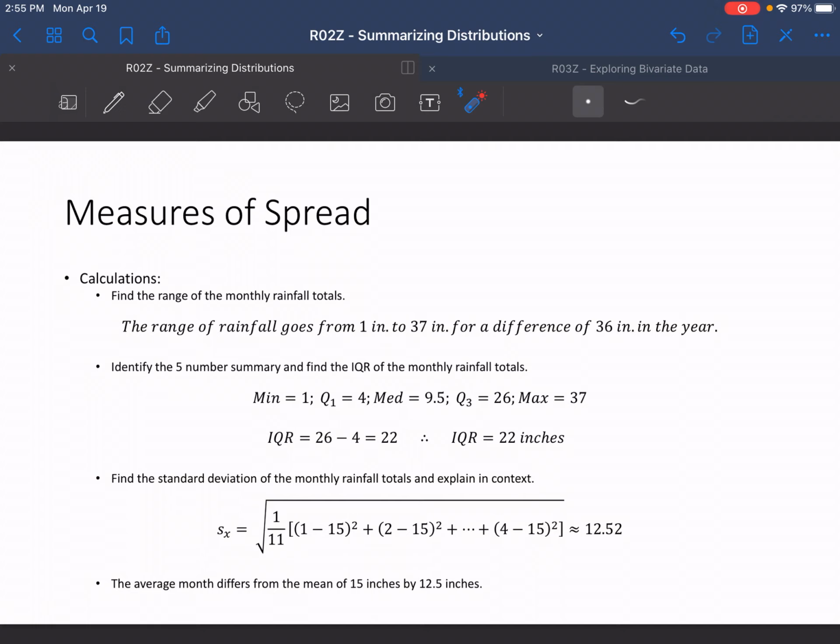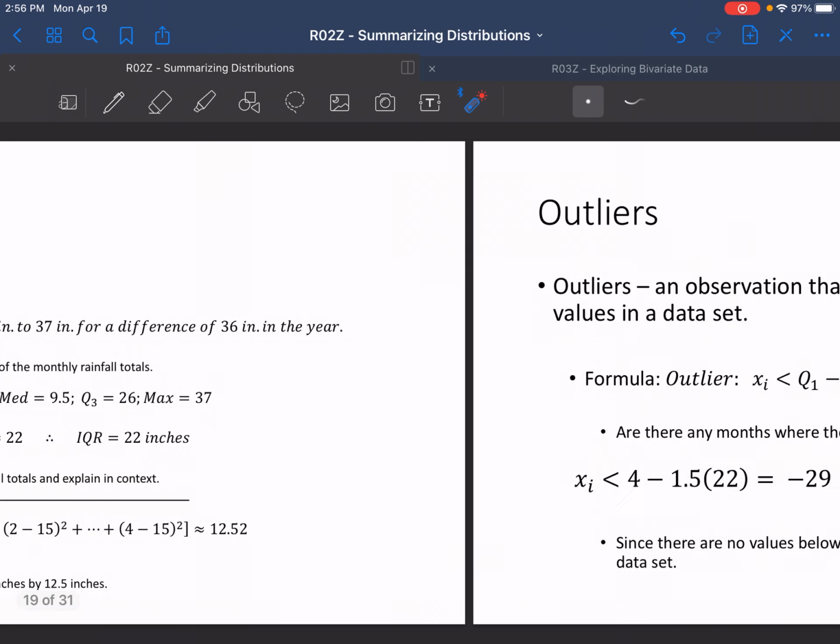what we would do is take each one of the data points, subtract the mean, square it, and then add all of those up, then divide by the total number in the data set minus 1, which is 12 minus 1 is 11, and then take the square root of that, and that gives us a standard deviation of 12.52. So that takes care of finding the standard deviation of the monthly rainfall totals. If we're asked to explain that in context, what we would say is the average month differs from the mean of 15 inches by about 12.5 inches of rainfall.